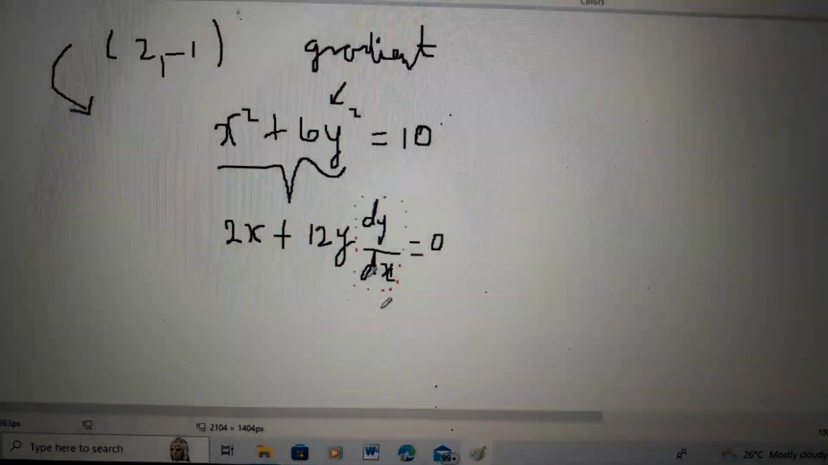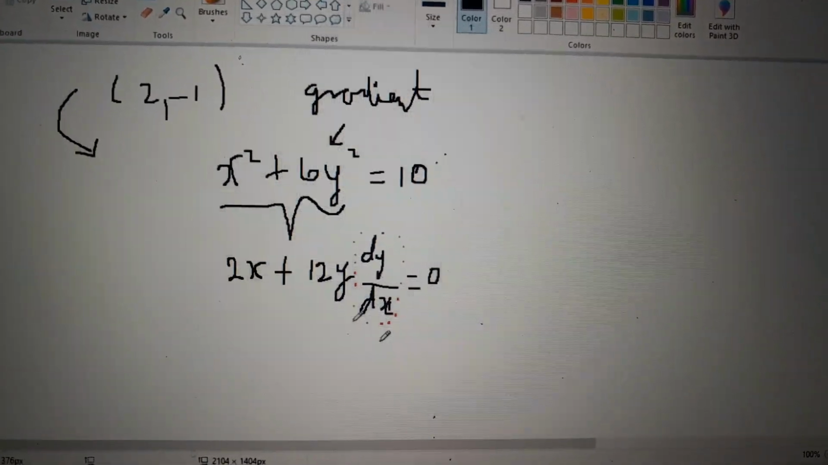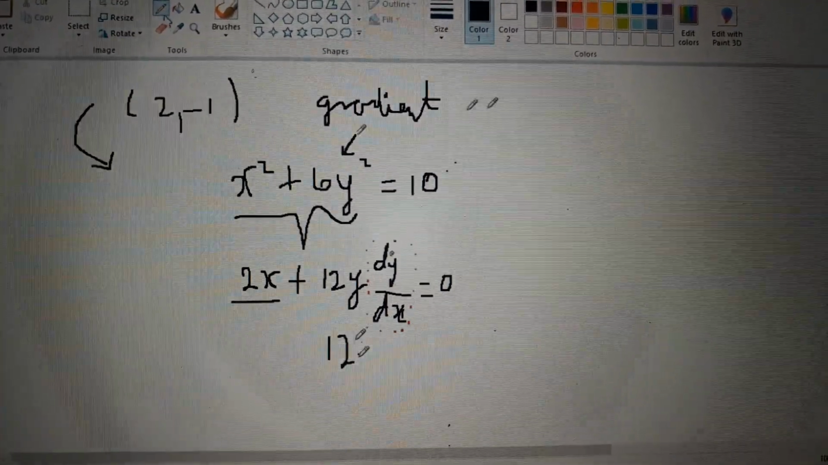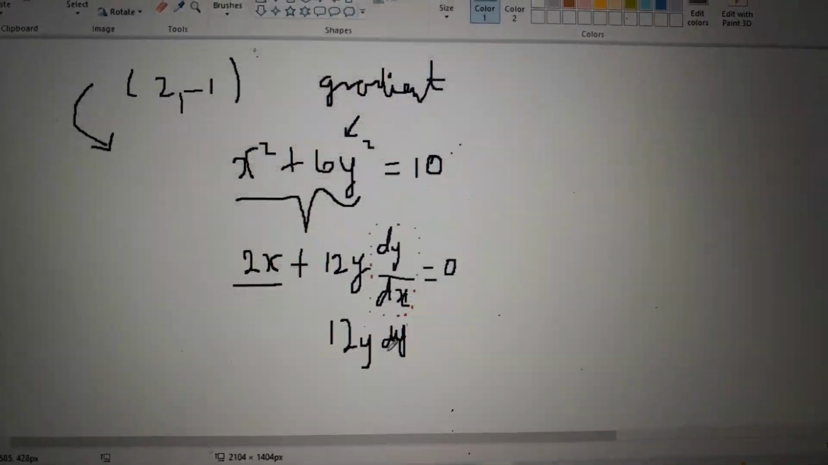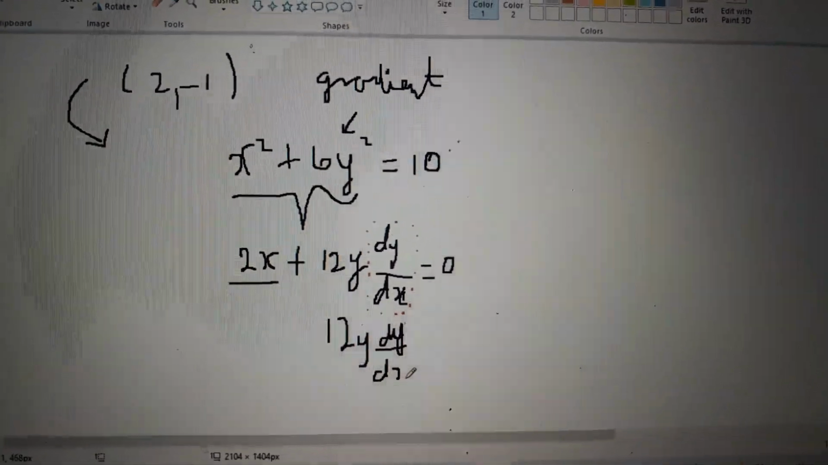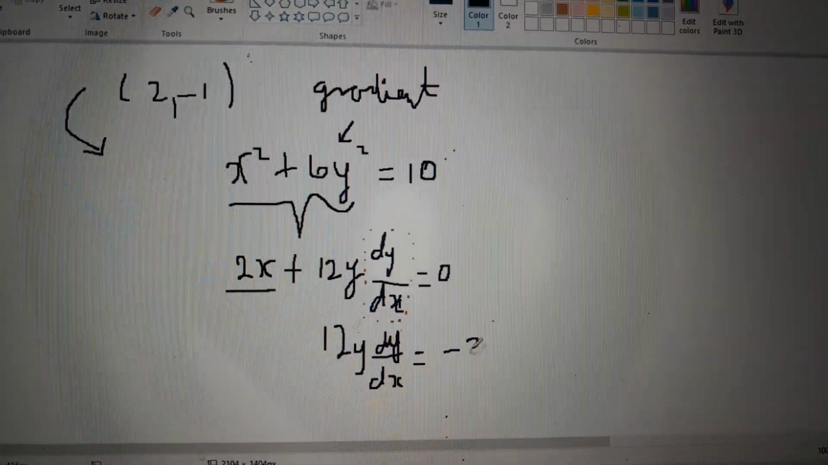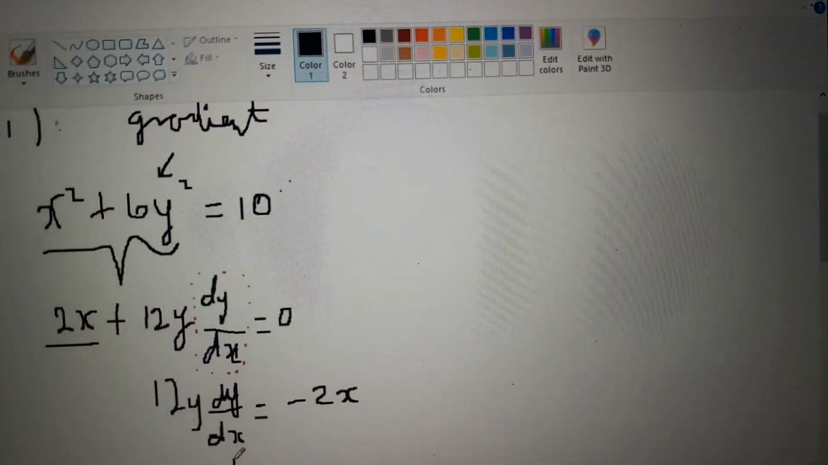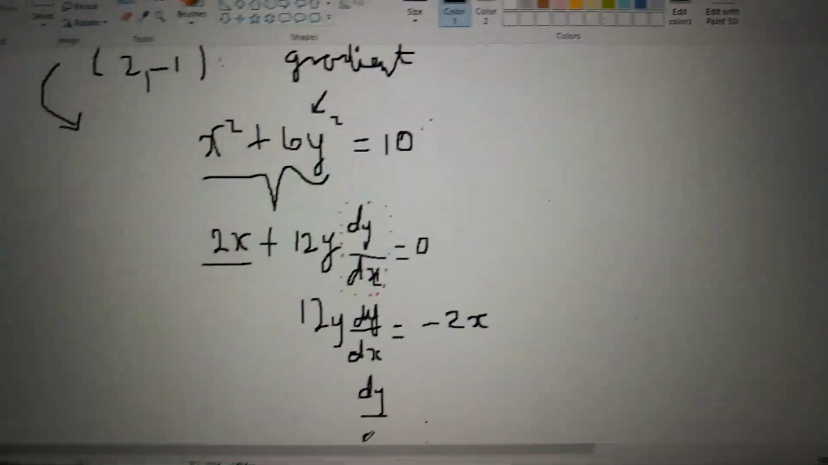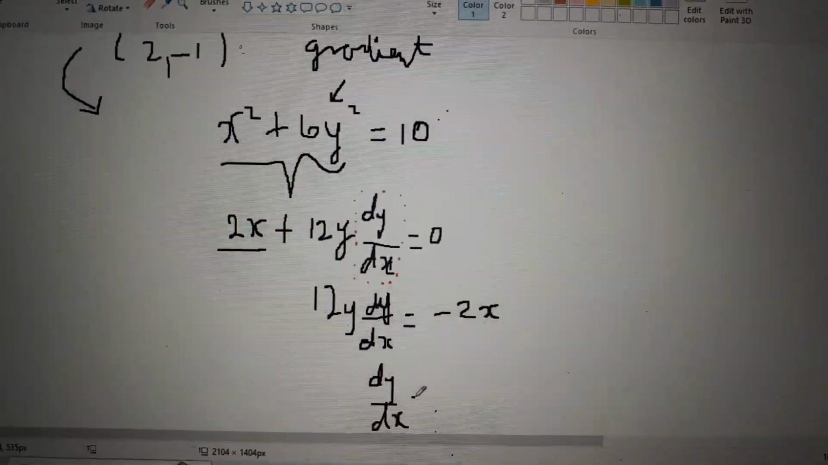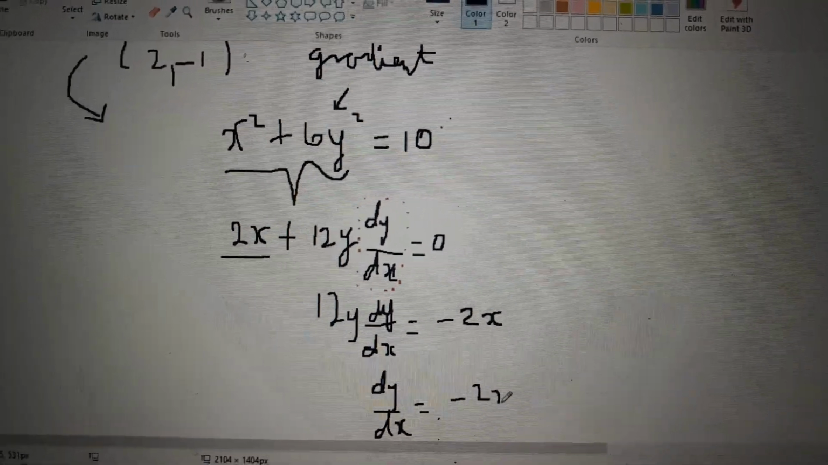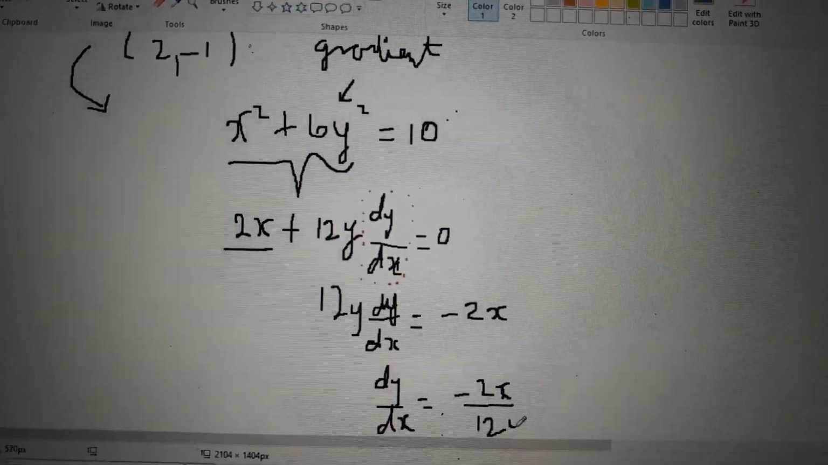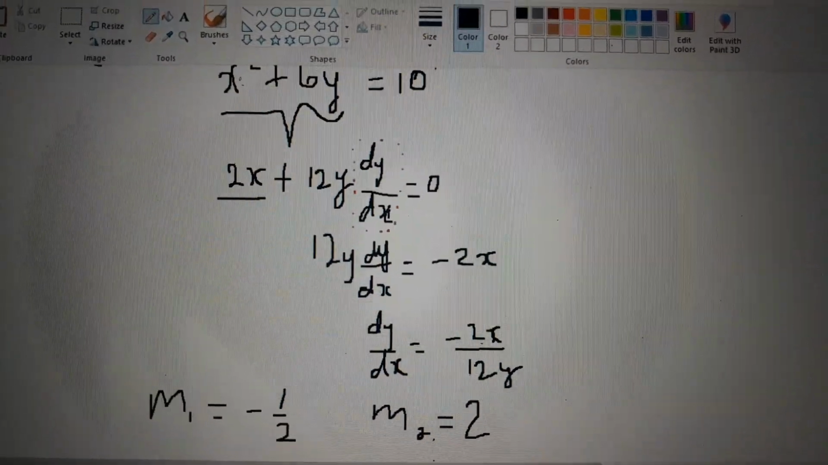12y times dy/dx. So if I want dy/dx to be isolated, what's the first thing I'll remove? Right, so we'll have 12y dy/dx is equal to -2x. Are we good so far? So dy/dx by itself will be equal to -2x. 12y is multiplying on this side, so it will divide. Good. So that's our gradient function.